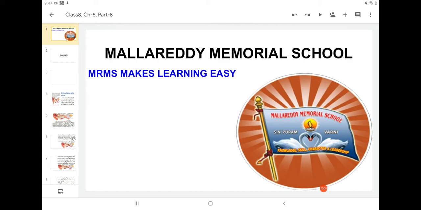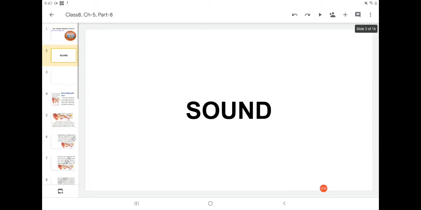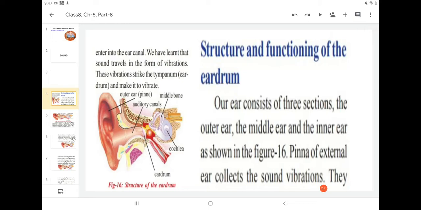Now we are going to study the topic from sound. That is, how do we hear sound? We know we hear the sound produced in our surroundings with the help of our ears. Right? The structure of ears plays an important role in hearing the sound.